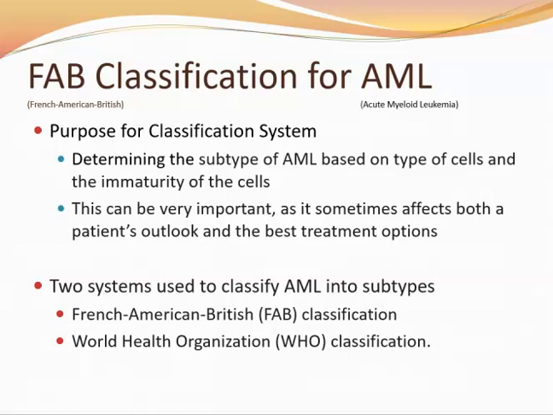We actually have two classification systems for our AML, or acute myeloid leukemia, subtypes. We have the FAB system, which stands for French, American, British classification. And then we have the WHO classification, which is the World Health Organization classification system. And we're going to talk about each one of these.